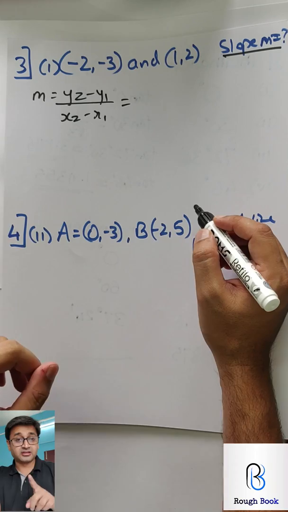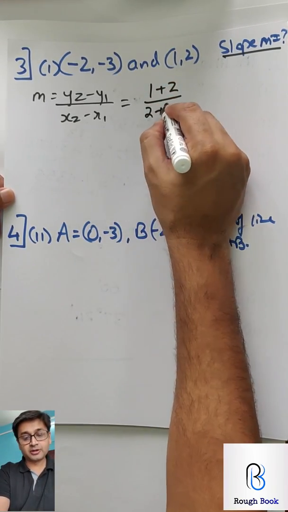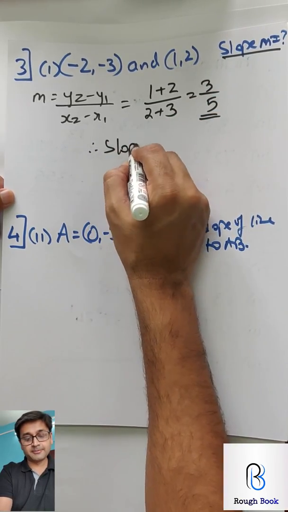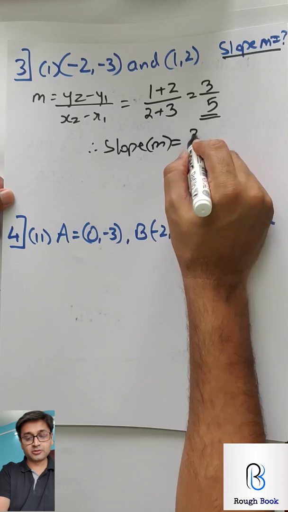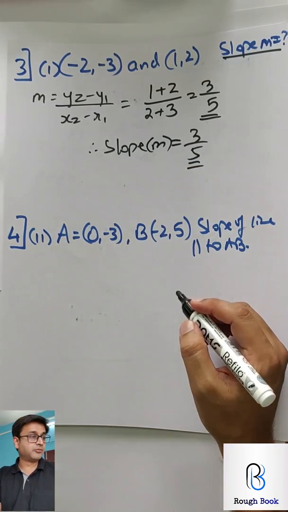Many a time even I have made that mistake. You should not do that. So 1 plus 2 and 2 plus 3, so 3 by 5. Therefore slope m is equal to 3 by 5. Easy. One more thing before we move ahead.